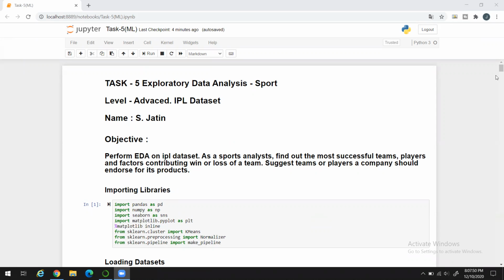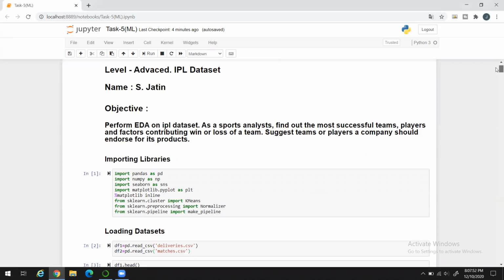Now coming to this particular project, the main objective is to perform the EDA on the IPL dataset. As a sports analyst, find out the most successful teams, players and factors contributing to the win or loss of a team. Suggest teams or players a company should endorse for its products. So basically, I need to perform exploratory data analysis on the given data.